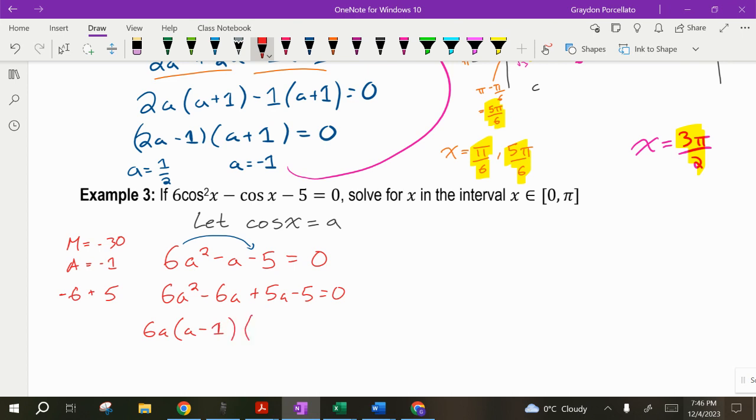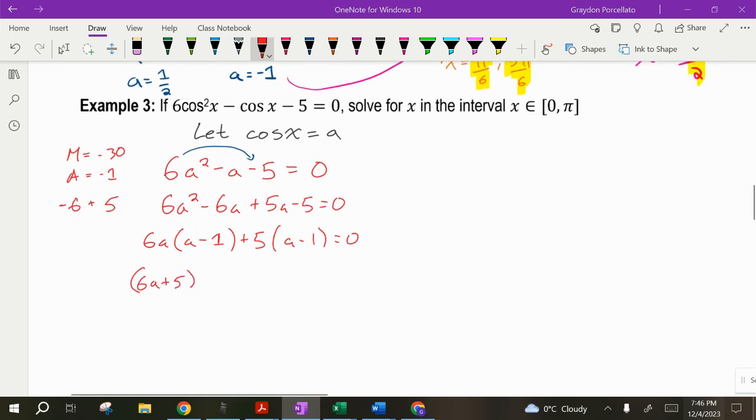I'm going to factor out a 5 from here, so plus 5. That leaves us with a minus 1 equals 0. So we have 6a plus 5, excuse me, a minus 1 equals 0. So either a is equal to negative 5 over 6, or a is equal to positive 1.